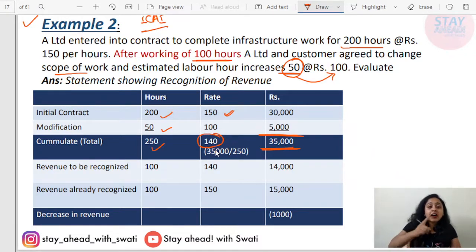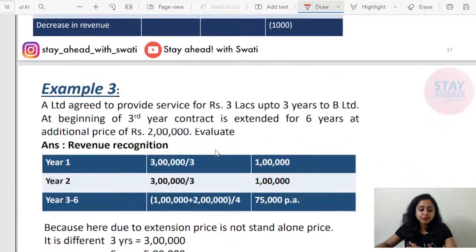So the first 100 hours that have already been recorded will be recorded at 150, the previous rate. The hours henceforth, after completion of the 100, after modification, will be recorded at the modified average rate, that is 140. Let me know in case of doubt. Please let me know.